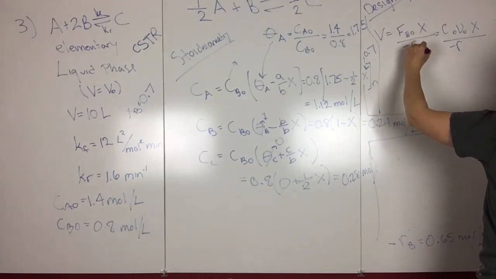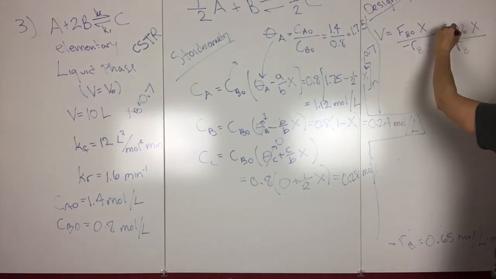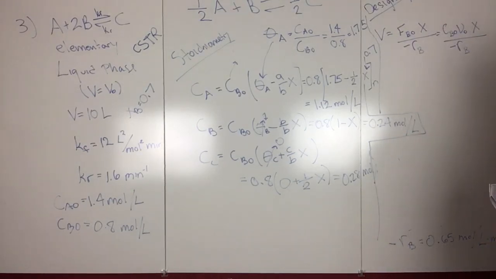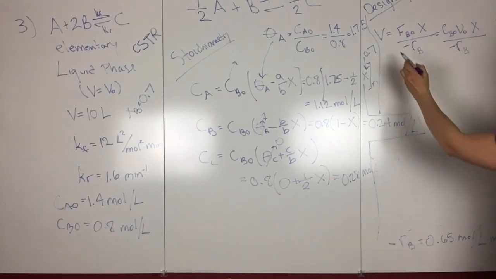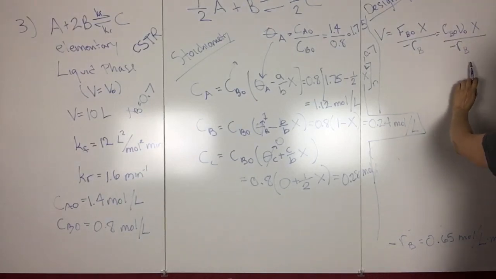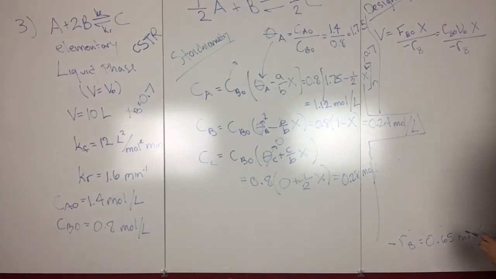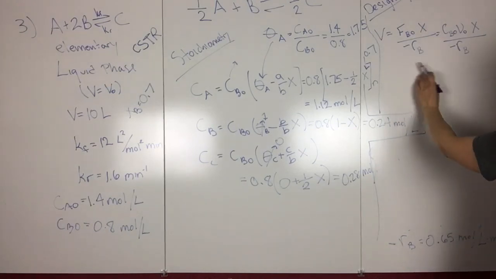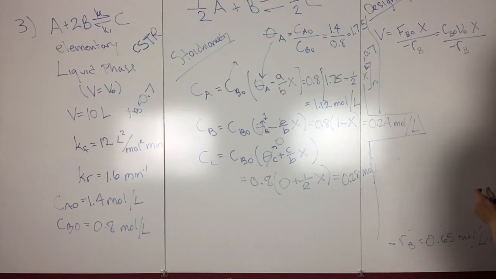So this is RB, CB naught, V naught X. So anyway, we know what the volume is. We know what CB naught is. We know what X is. And we now know what the rate is. So we should be able to just plug everything in and solve for V naught.